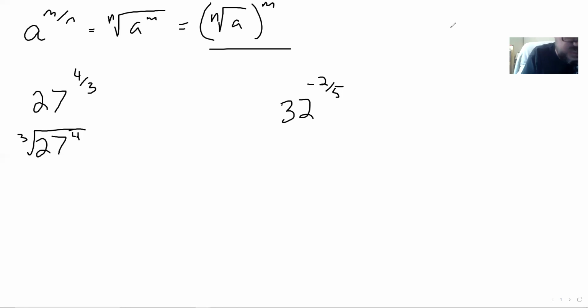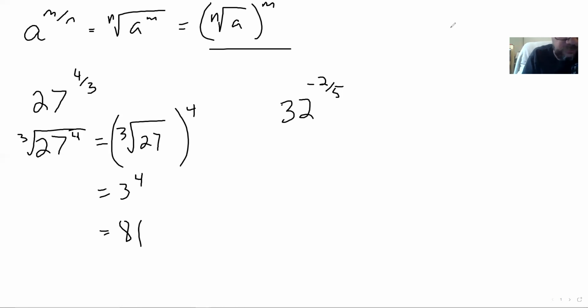So what I'm going to do instead is think of it this way. Third root of 27, which is easy. I'm going to raise that to the 4th power. That's easy. Third root of 27 is 3. So this is 3 to the 4th, which is 81 if you multiply it out. And there you go.